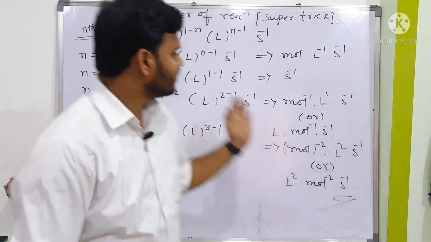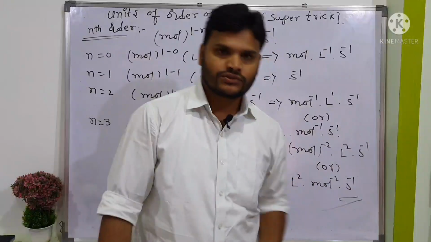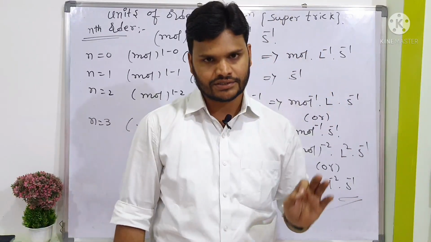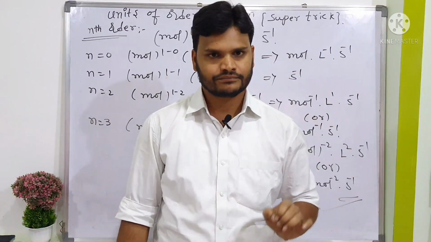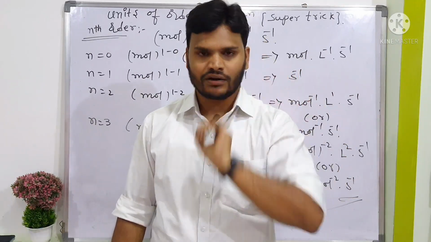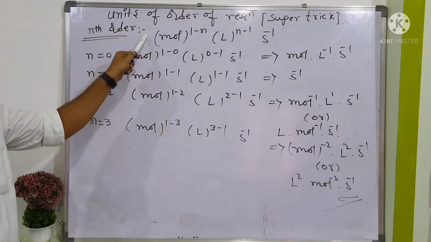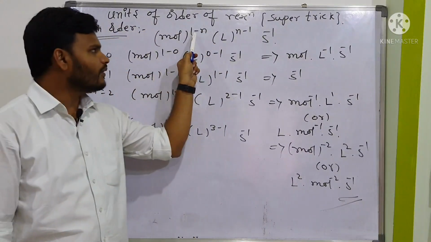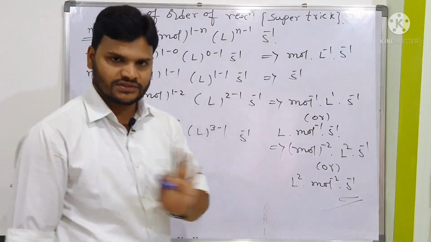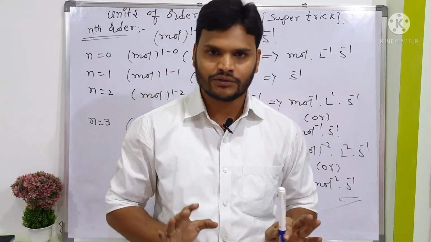Just look at the board. So what is the super trick? Being a student, you have to remember only the unit of one order, that is nth order. For nth order, the unit is mol^(1-n) L^(n-1) s^-1. That's it, that's enough. Remember this, and automatically you will know the others.